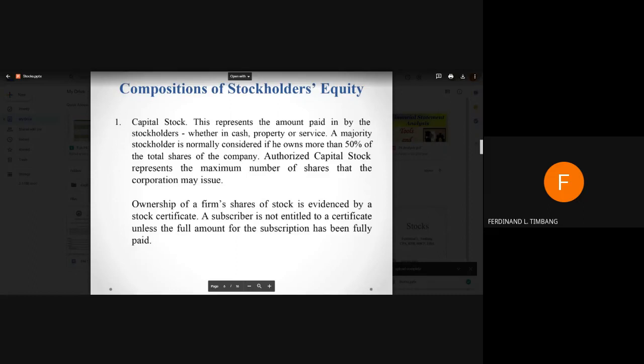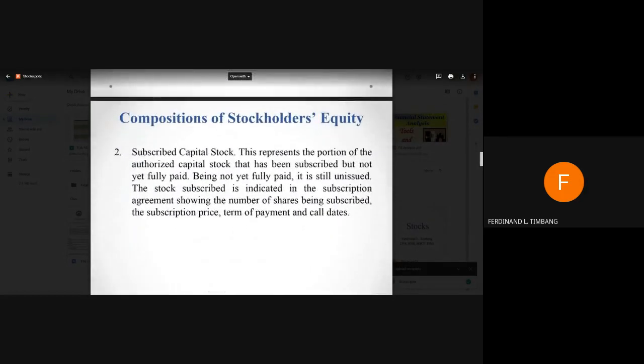Ito yung sinasabi ni Denver kanina, yung ownership of a firm's shares of stock is evidenced by a stock certificate. Pero itong stock certificate kasi is a hard copy, papel siya. But sometimes you do not have the stock certificate, so rather you have the scrip certificate kung tawagin natin. So yung scrip certificate, anytime, pwede nyo ibenta o pwede kang bumili, tapos ang keeper ninyo, si broker. Okay? Naintindihan pa ba ako? Opo.